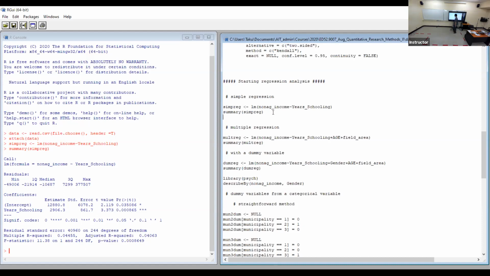Any question about simple regression? This is just a starter. Then we will increase variables. Otherwise, it doesn't make sense, because of what I explained yesterday. One variable is not enough.